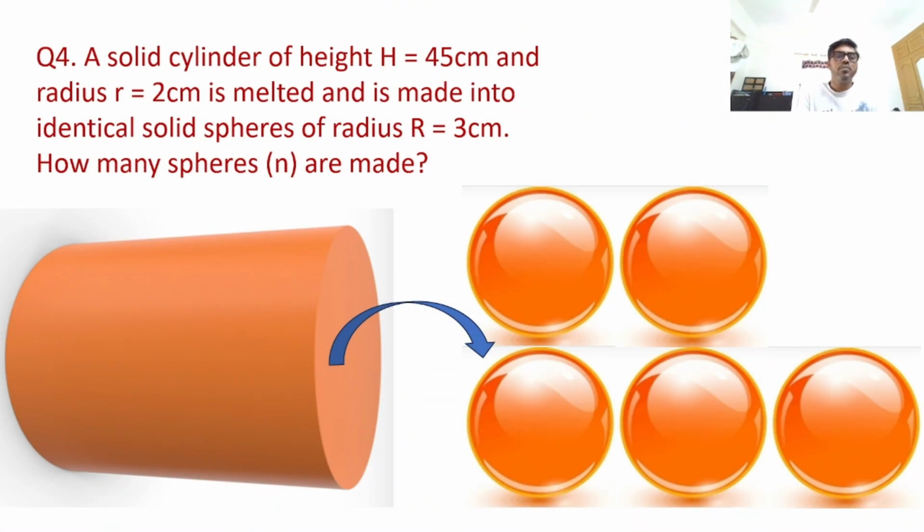Alright students, welcome back to question number 4 in surface areas and volumes. A solid cylinder of height h = 45 centimeters and radius r = 2 centimeters is melted and made into identical solid spheres of radius 3 centimeters each. So the cylinder has been melted and reformed into identical spheres. Then how many spheres will be made here? The number of spheres that are created here. That's the question. Let's get into the solution.